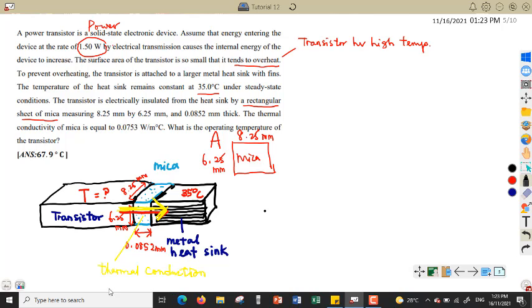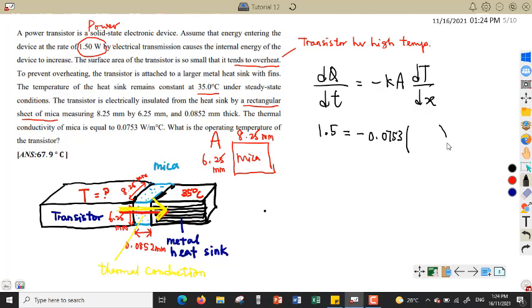We want to find the temperature of the transistor, so we are going to apply the thermal conduction equation: dQ over dt equals negative kA dT over dx. The rate of heat flow here is equivalent to the power that is supplied to the transistor, so it will equal 1.5, negative. The thermal conduction occurs inside the nickel, across the nickel. The thermal conductivity for nickel is 0.0753.